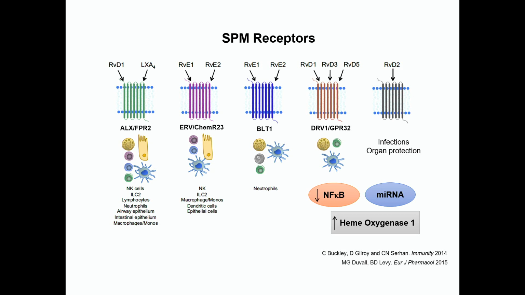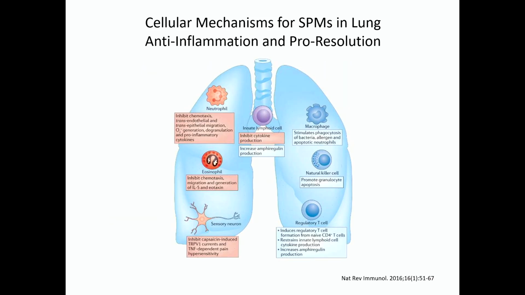While the entire signal transduction coupling is not well understood yet, there are some shared themes. To pick up on the last talk, for example, NF-kappa B is potently regulated by these SPM signaling in most cell types. There's elicitation of specific microRNA profiles, and in some cells, heme oxygenase 1 is actually induced.